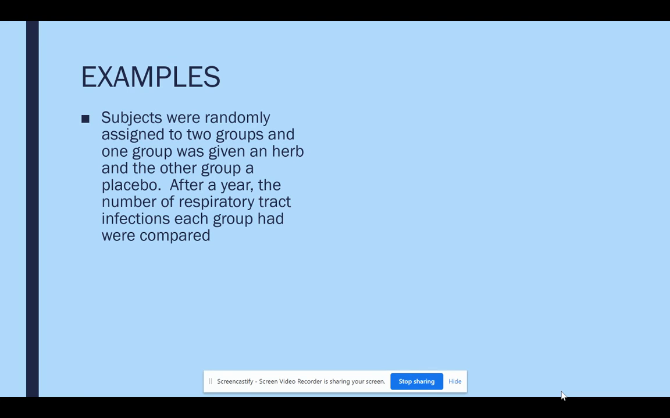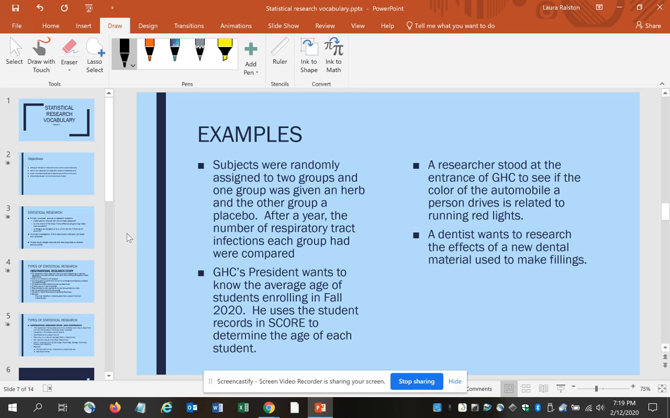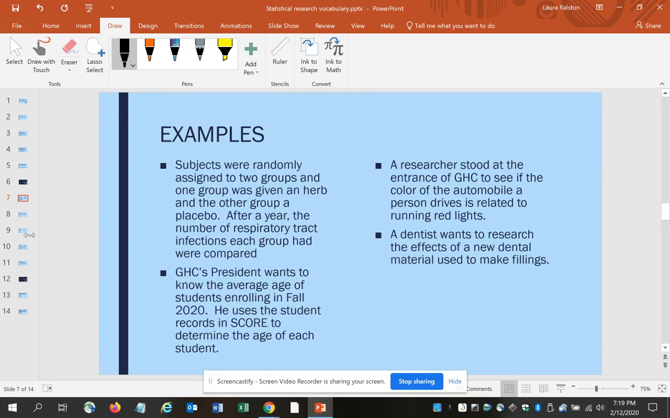Well, I am manipulating the groups because I'm giving one an herb and the other is getting a placebo. So that is my clue that that is actually an experiment. Okay, and I'm going to see if I can write that up there for you. So the first one here is an experiment. All right, so we have the first one is an experiment or an experimental research study.